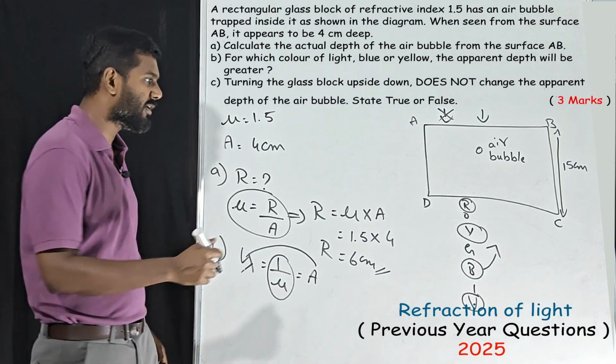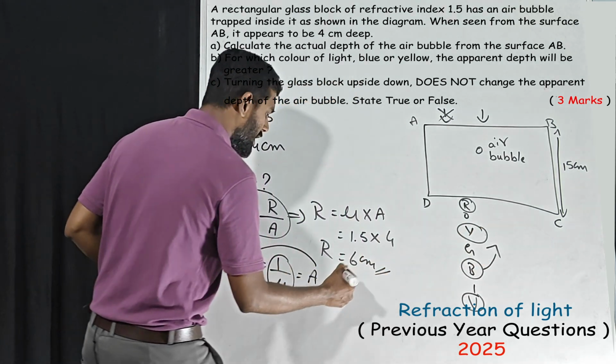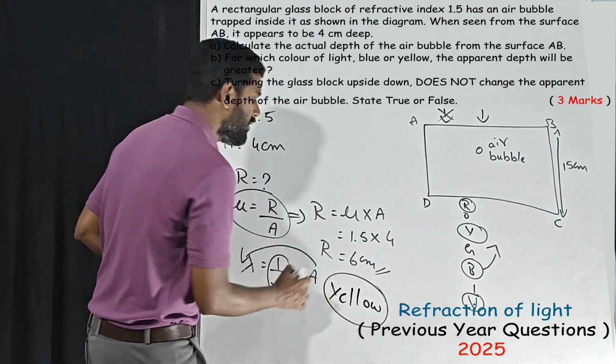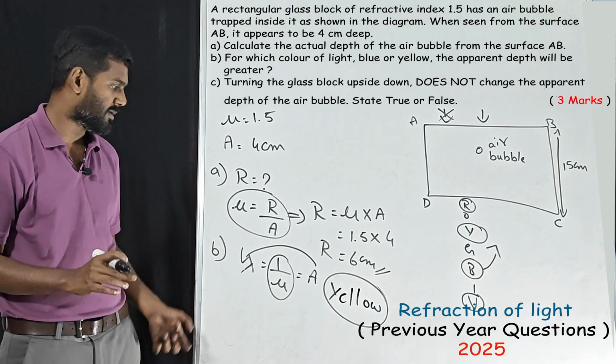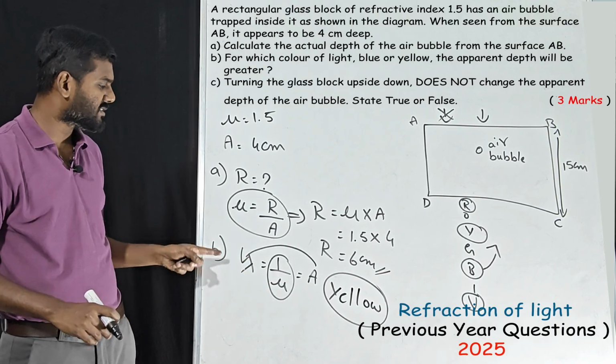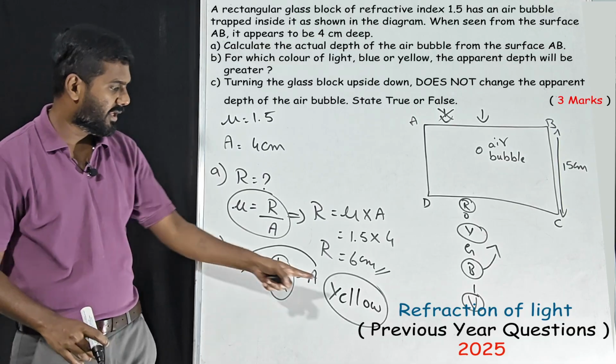Which color has more wavelength? Yellow color. So yellow color is the answer. This is how you need to analyze in the exam. See, there is no direct relationship, we derived it just now. So the answer for question B is yellow.